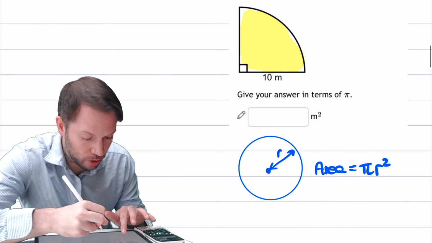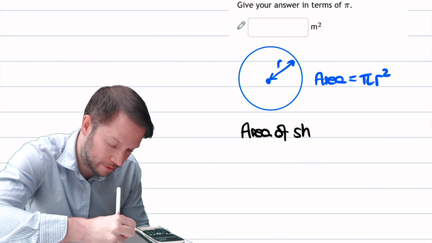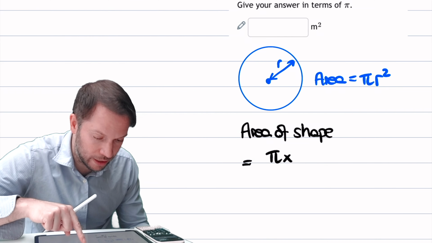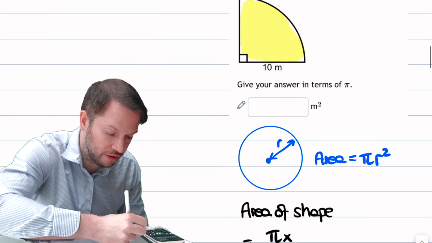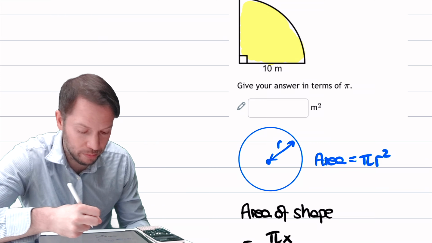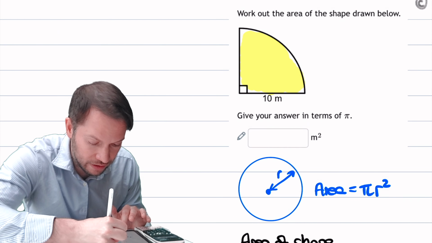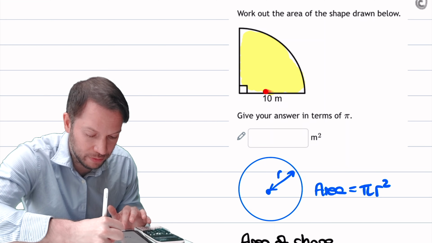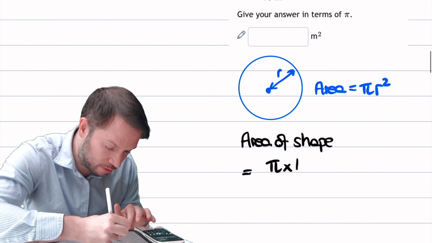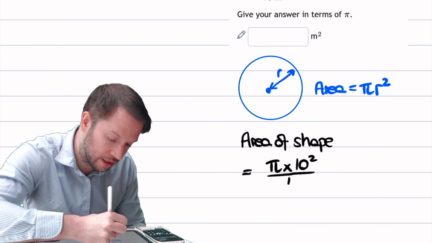So the area we want of the shape of this quarter circle is going to be pi times the radius squared. Remember, when you have pi r squared in algebra, that just means pi times r squared, because things next to each other in algebra means you multiply them. So we've got pi times r squared. Now the radius we can see is 10, because the radius is the distance from the center of the circle to the circumference. So it's pi times 10 squared, but we only want a quarter of a circle. So we need to divide it by 4.